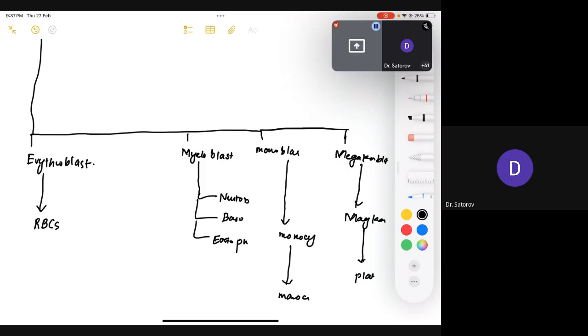We are going to spend some time on these leukemias, but believe me, by the end of this lecture, everything is going to be so simple, so understandable. Just follow me and just follow this pattern.